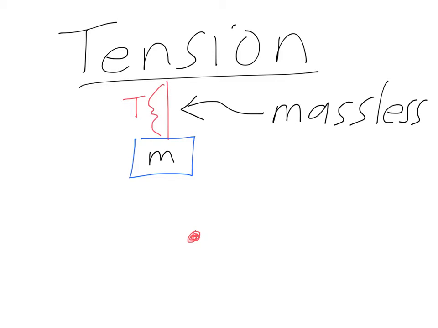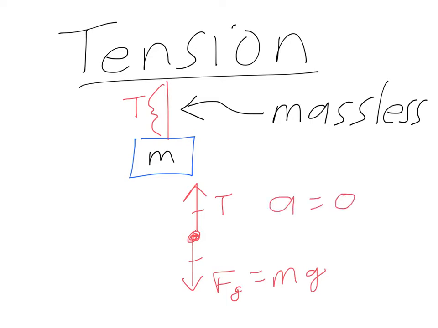So if I were to look at a free body diagram of just the mass, I would have the force of gravity pulling down, which is mg, and tension holding it up. And I would know that those two forces would have to be equal if this object were at rest, since the net force is zero when the acceleration is zero.